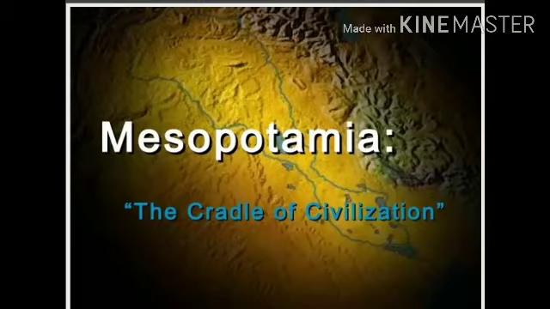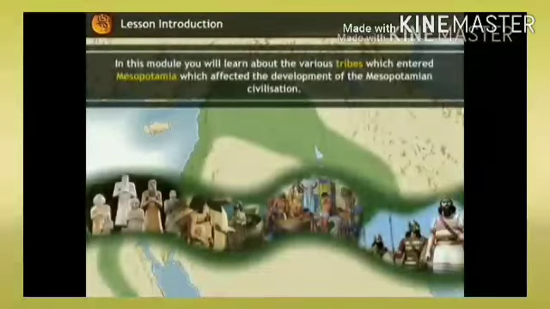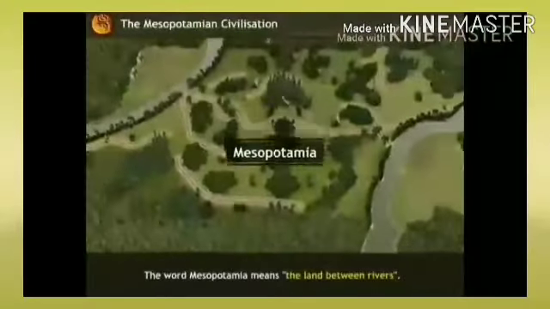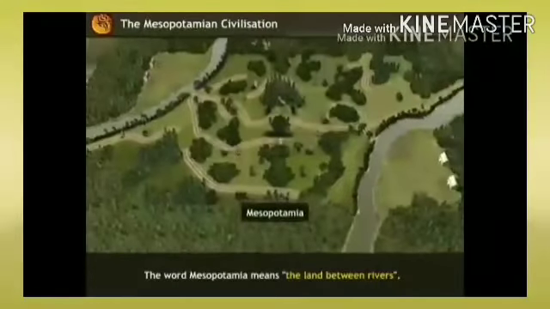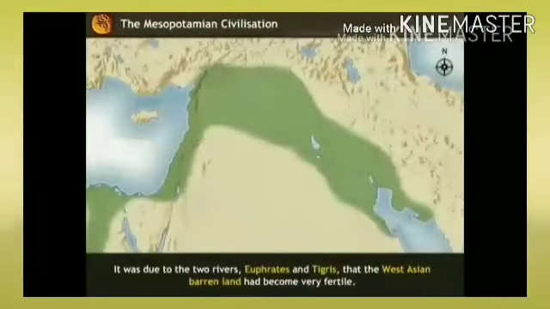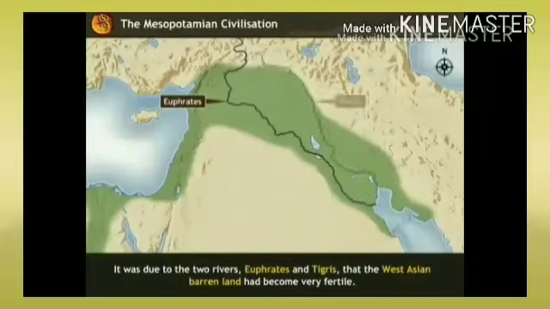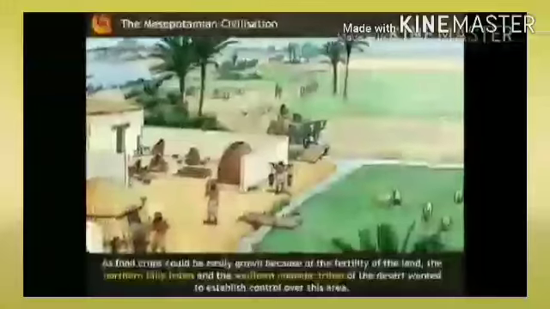Mesopotamia, the cradle of civilization. In this module, you'll learn about various tribes which entered Mesopotamia, which affected the development of the Mesopotamian civilization. The word Mesopotamia means the land between rivers. It was due to the two rivers, Euphrates and Tigris, that the West Asian barren land had become very fertile. Look at the map, children.